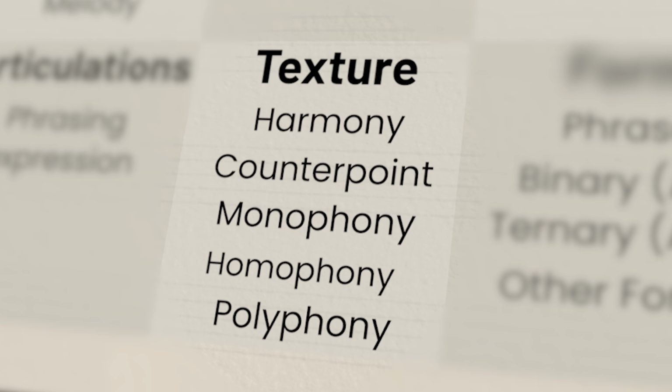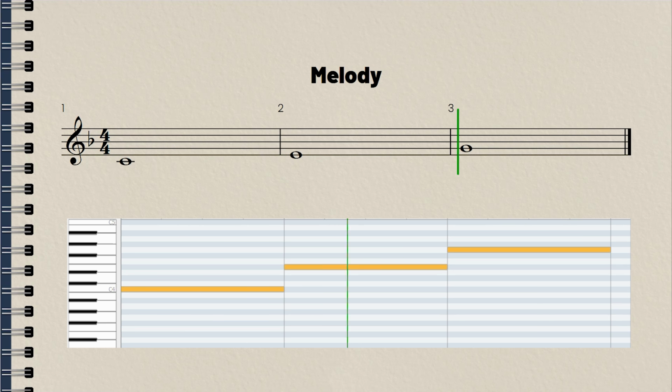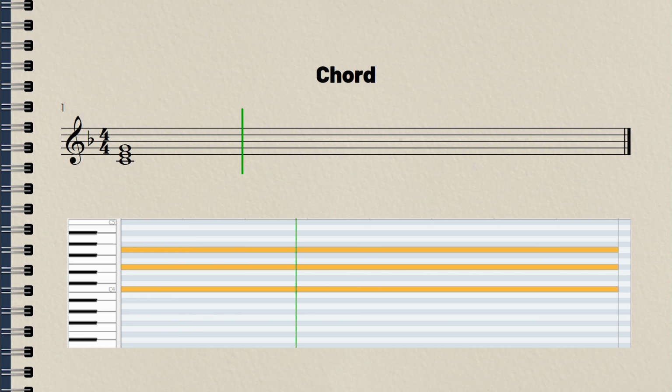Before explaining texture, the next element of music, we need to explore some basic concepts. Consider the three notes, C, E, and G. When these notes are played one after another, they form a melody. However, if the same three notes are played simultaneously, they form a chord.